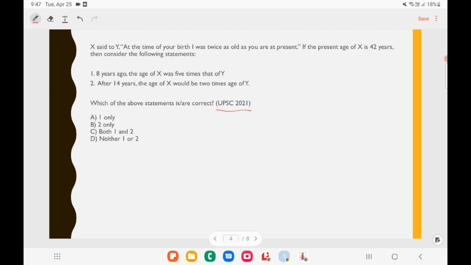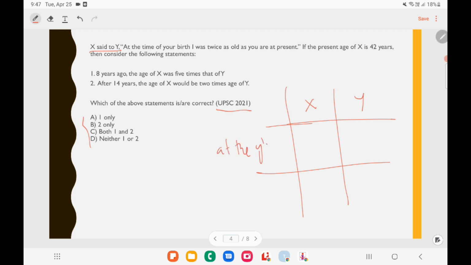So in these types of questions from age, you cannot use the method in which you put different options and find out the answer, right? Because the options are like this. So you cannot do that. So you have to find out the equations and find out the answer. So let's see how we can do this. Here x is saying to y. So you have two persons here, x and y. Okay, so just draw a small table like this. Now it is said that x is saying to y, at the time of your birth, that is at the time of y's birth.